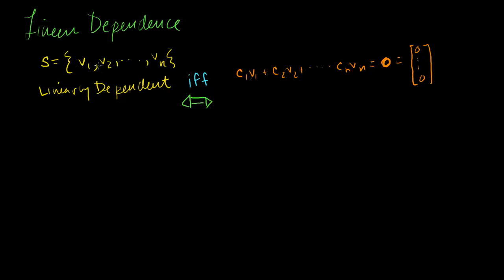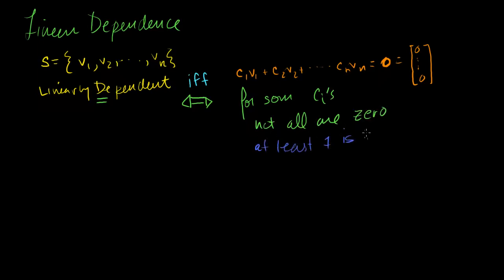So my set of vectors is linearly dependent. Remember, I'm saying dependent, not independent. It is linearly dependent if and only if I can satisfy this equation for some ci's where not all of them are equal to 0. For some ci's where not all, and this is key, not all are 0. Or you could say it the other way: you could say at least one is non-zero.